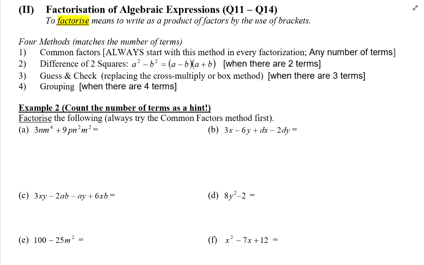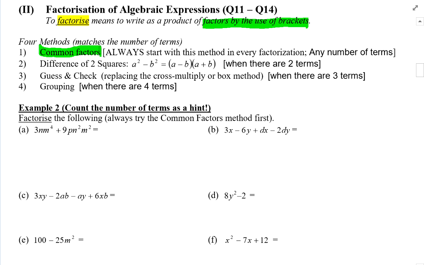It's actually the reverse process of what you have just learned in expansion and simplifying the terms. Meaning, you would actually need to write it in terms of the factors, in terms of bracket terms. So what you want to see is bracket terms. There are 4 steps to approach. Step number 1, always take out the common factor when there are any.